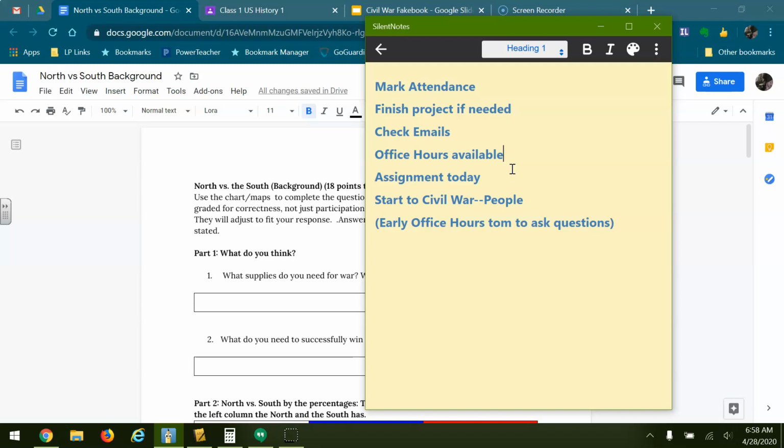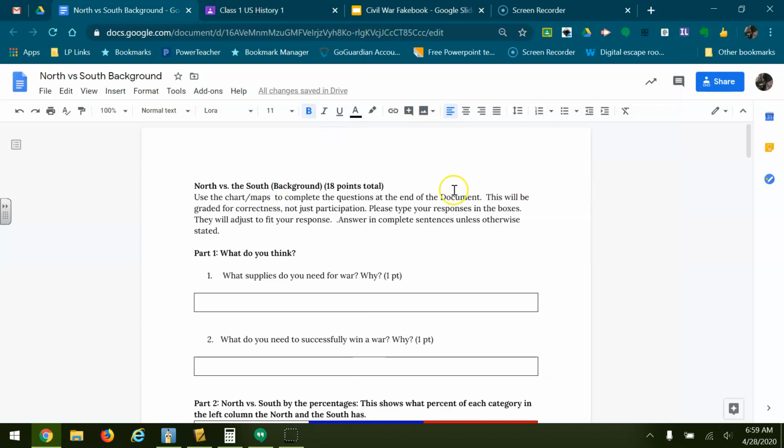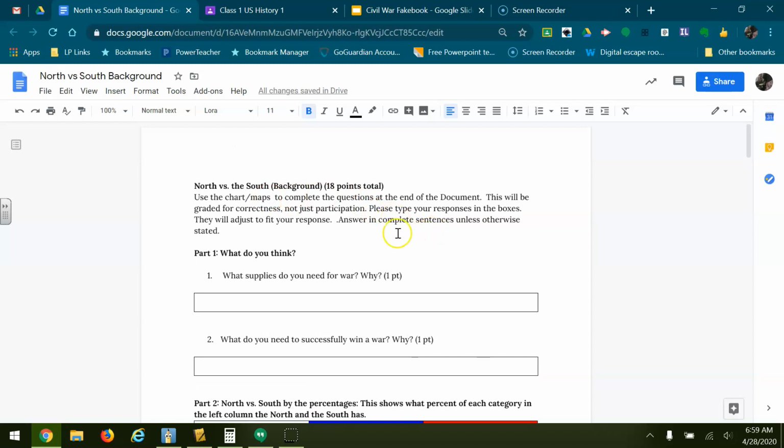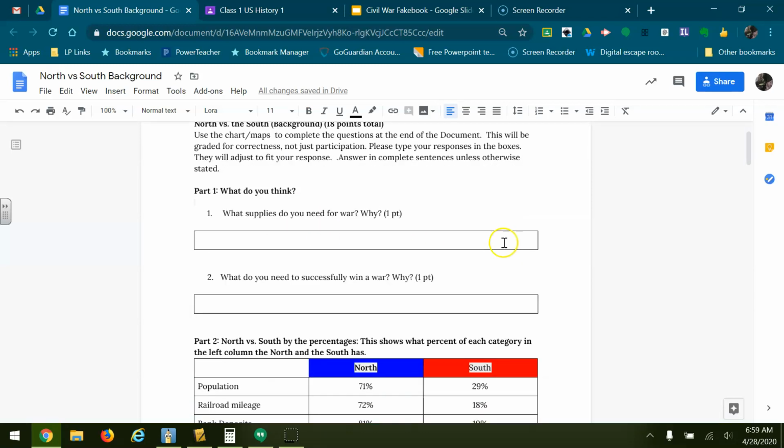Okay, so that brings us to today's assignment. Today you are going to look at the background between the North and the South. You will have today and part of tomorrow to finish this, although I bet most of you will get this finished today. I'm going to post this momentarily on Classroom, and you are going to type your responses in the box. Obviously, if a question asks you why, be sure to answer in complete sentences.